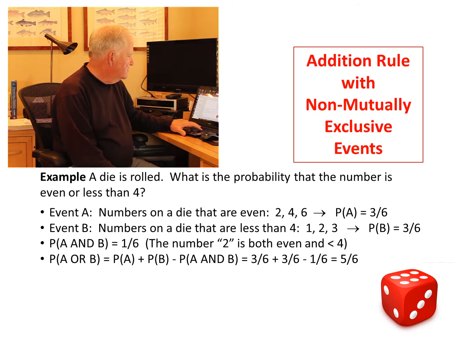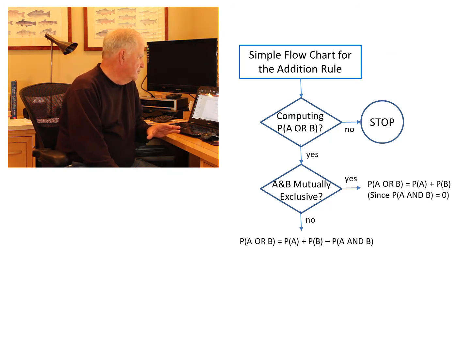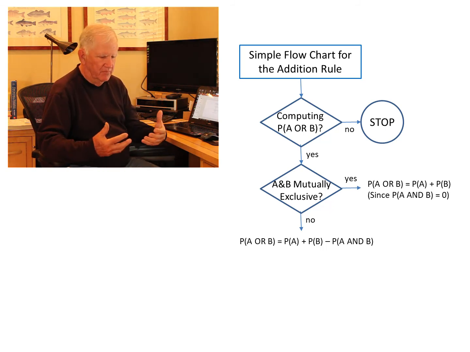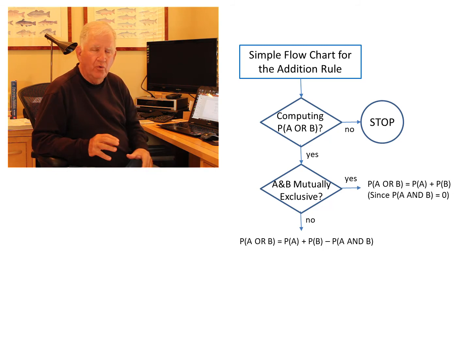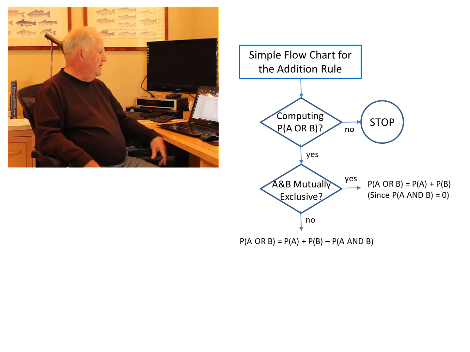So, last slide, for those of you who like to think in terms of flowcharts: if you're applying the addition rule, you are doing that because you are asked in a problem to calculate the probability of event A happening or event B happening. You will see the word "or" in the problem statement. So, are you computing A or B? If the answer is no, stop. Well, you've got to do something else.